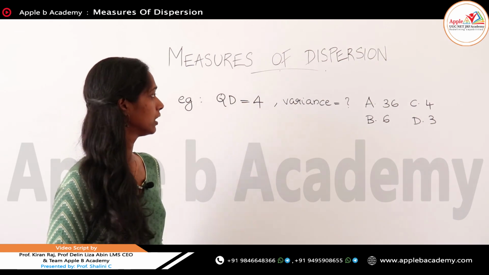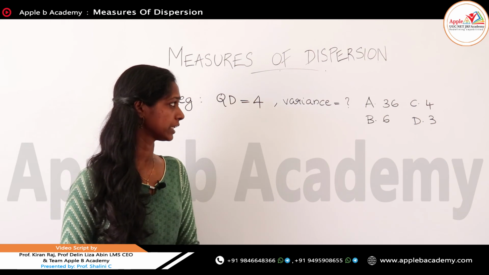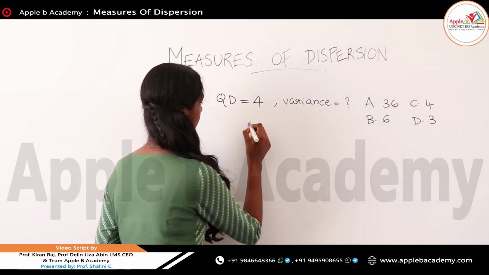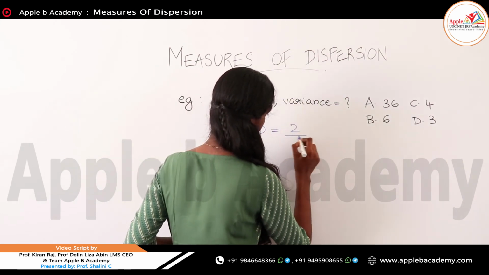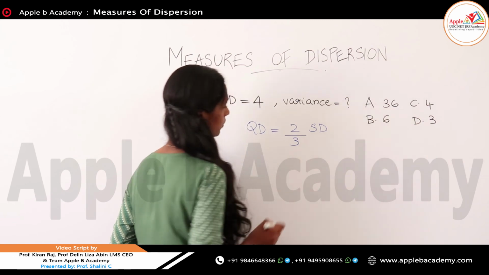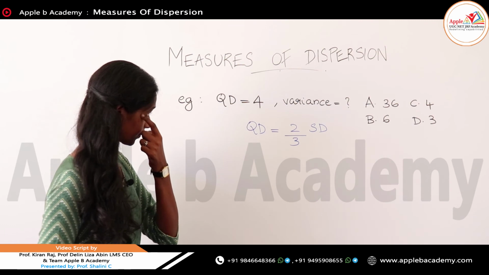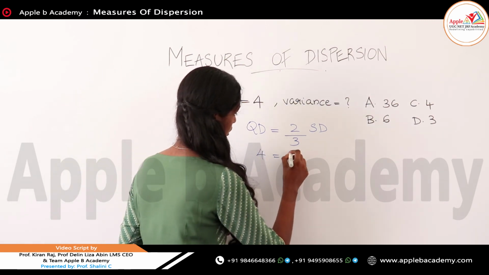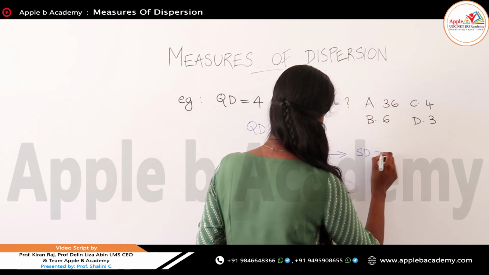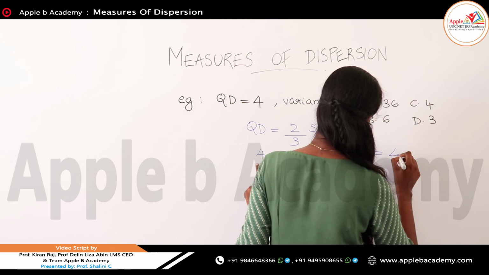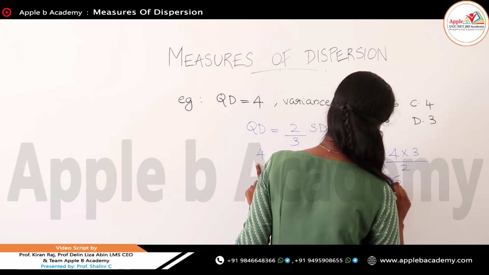So next question, QD is equal to 4, quartile deviation is equal to 4. What is the value of variance? Again the relationship between QD and variance directly does not exist. So we take the relation in terms of standard deviation. We know that quartile deviation is equal to 2 by 3 standard deviation. So we substitute 4 equal to 2 by 3 standard deviation. In that case standard deviation will be equal to 4 into 3 by 2. So this will be 6.